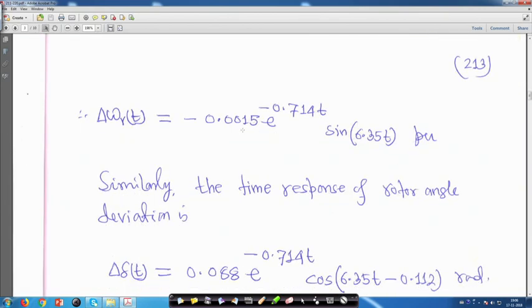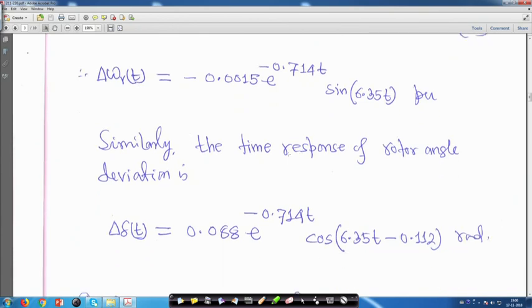But all the derivation cannot be put here, as it will consume a lot of time. This is the form for delta omega r(t): minus 0.0015 e to the power minus 0.714 t into sin 6.35 t. As a check, at t equal to 0, this sin term becomes 0, therefore delta omega r at t equal to 0 becomes 0, right. Similarly, the time response of the rotor angle deviation.